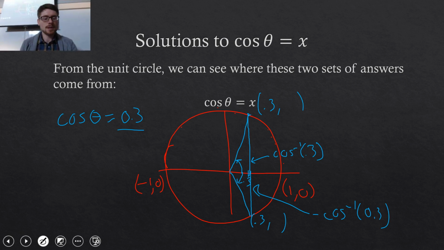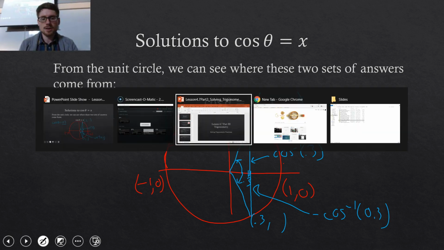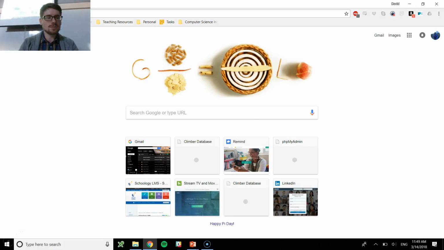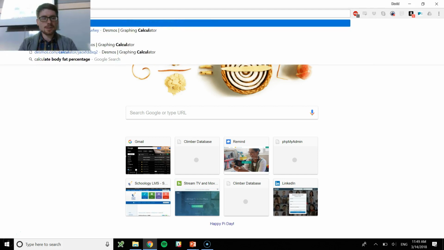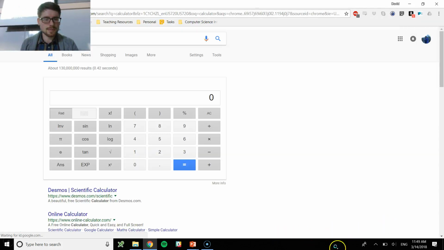I'm going to pop open Google Calculator because it's a quick way to find answers if you're working on a computer. So if I go to Google, oh, things got very bright. Let's go ahead and type in calculator into Google. And what we want to do is do the inverse cosine of 0.3.